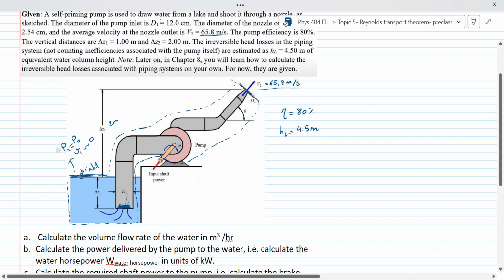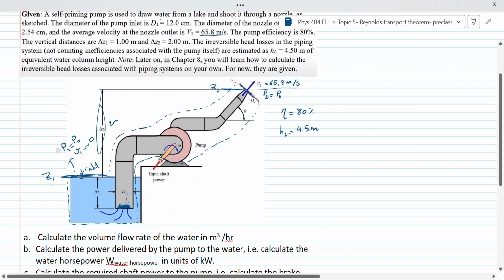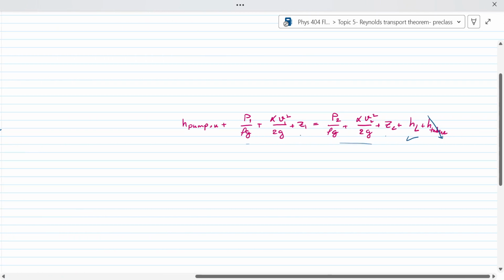On my outlet, I have V2, which is given. I can also say that P2 is equal to P0 because this water here is exposed to the atmosphere as well. Let's look at Z2 and Z1. This will be Z1, and I will have Z2 here. So basically, Z2 minus Z1 is going to be delta Z2, which I have here. So I can actually substitute this in my equation.